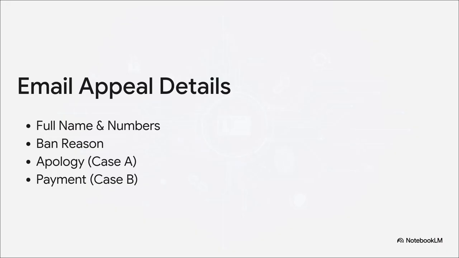Now, when you're drafting that appeal email, you've got to be precise. Picture a clean, structured email in your mind. You need to send it to fixmejo@gmail.com and CC support@fixmejo.com. Make sure the subject line is exactly ban appeal, followed by your full name. Inside the email itself, you must list your full name, your mobile number, your WhatsApp number, and the exact specific reason you were banned. If you're in that lucky Case A, include your genuine apology and request. If you're in Case B, well, you've got to include that payment screenshot. Missing even one of these details is just going to delay your whole review.